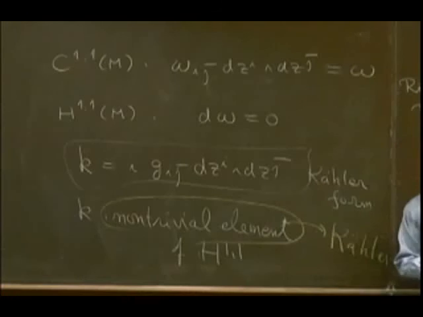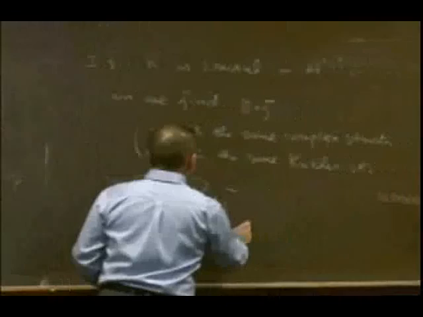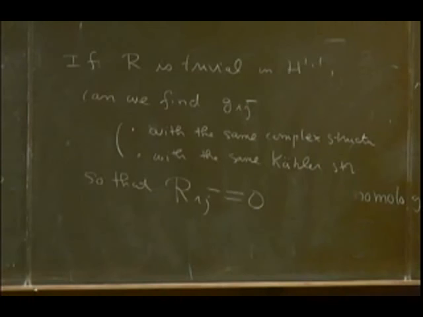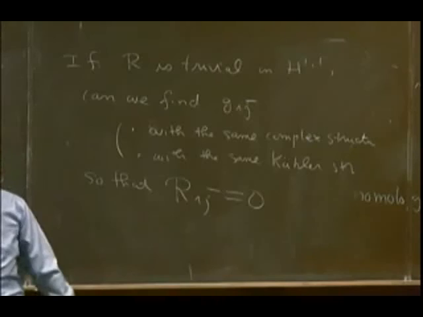So if you have these two data fixed, the question is that if R is trivial, can one find a metric satisfying this constraint so that R_{i j bar} is equal to zero? Obviously, the converse is trivially true: if R_{i j bar} is zero, then R is a trivial element of H11. But the question is that if you have this, then can you do that?